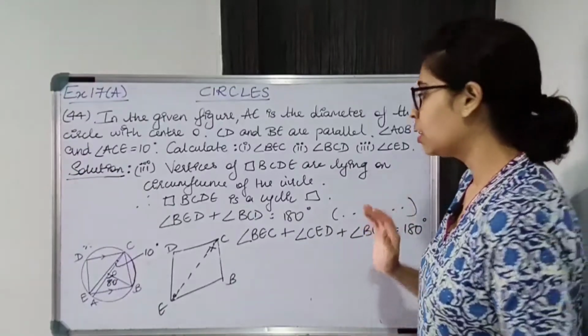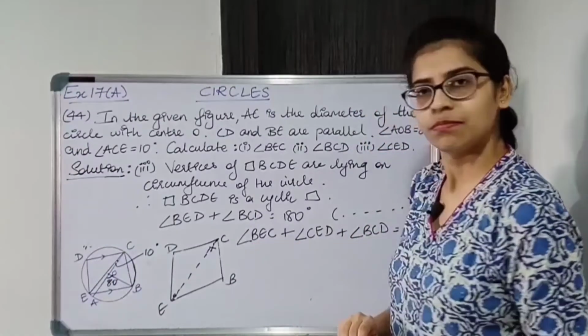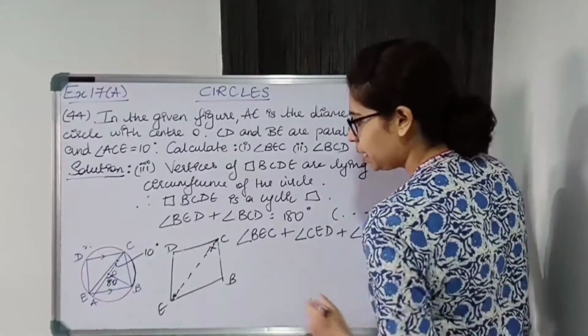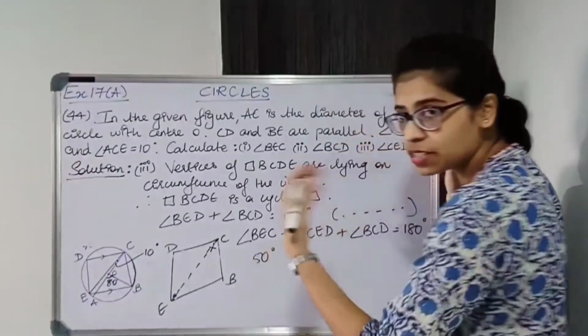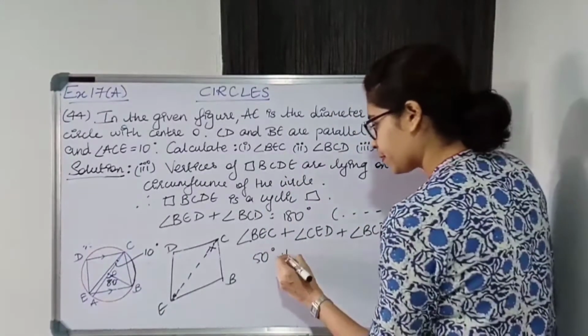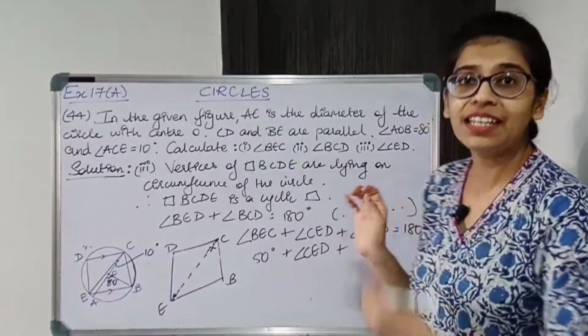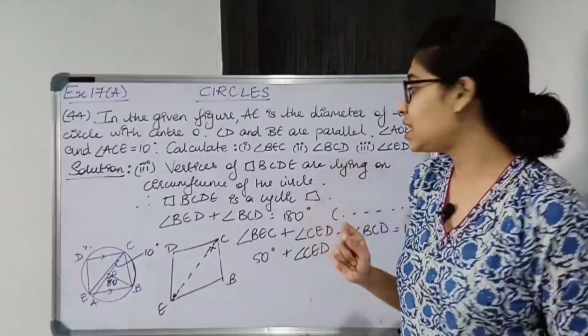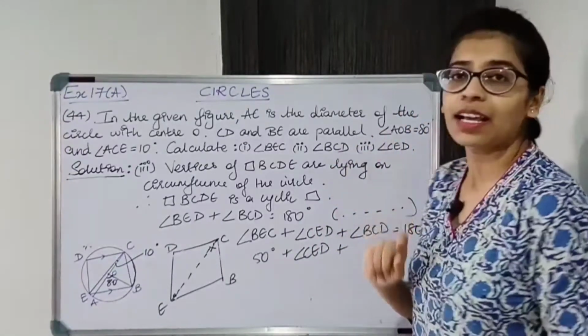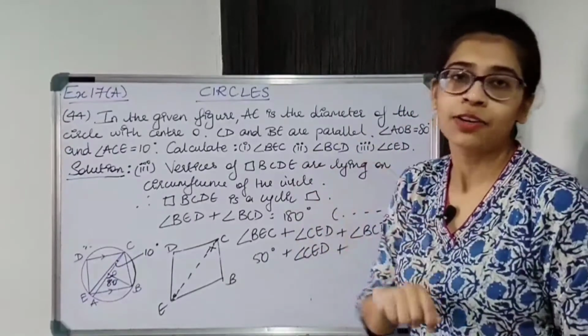Okay, now I know BEC. Okay, angle BEC is 50 degrees. I found this in first part. Angle CED is the angle that I have to find. Students, angle BCD is the angle that I found in second part. It is 100 degrees.